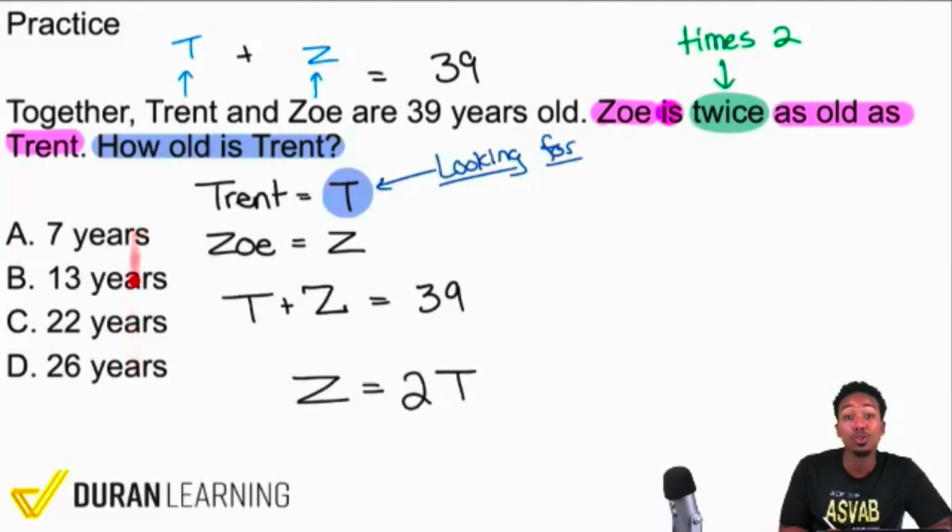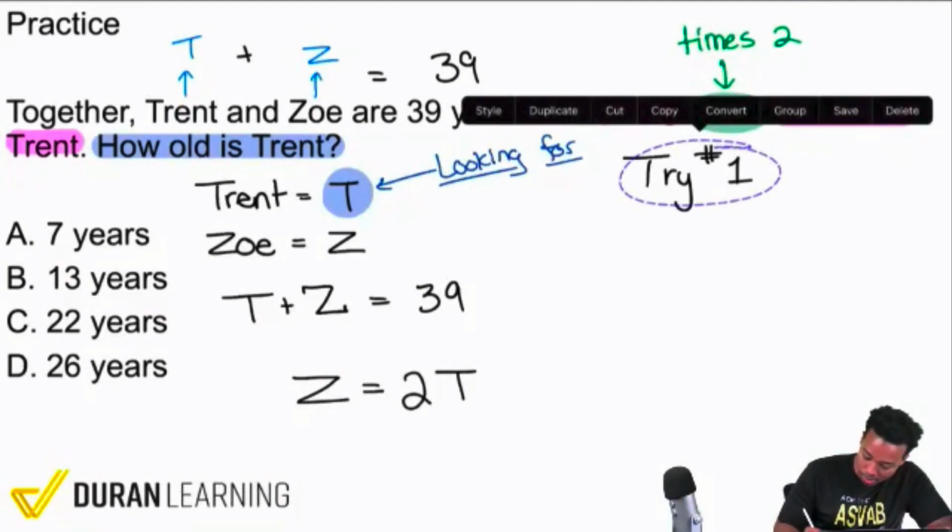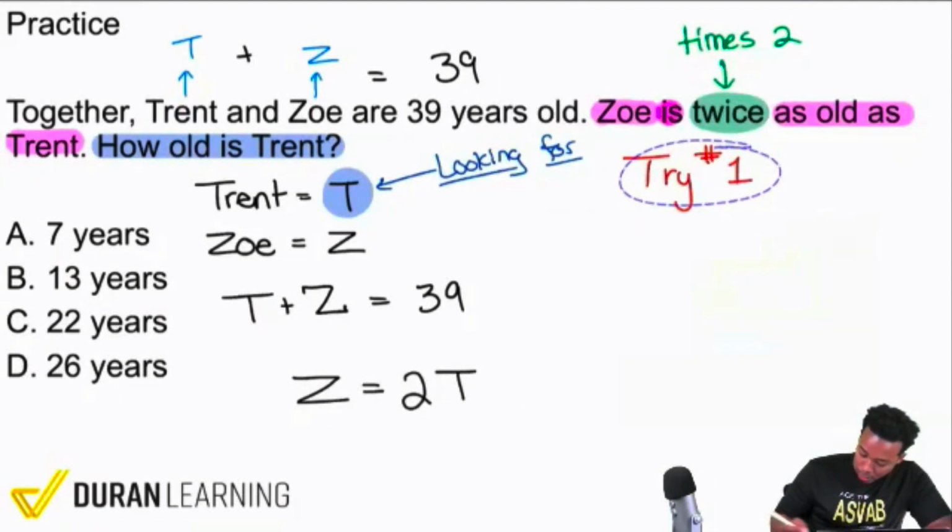Yeah, these represent Trent's age. This is why it's important to know the story. So what do we know about them? Whatever Trent's age is, double it to get Zoe. And if you add them together, you get 39. So let's quickly go through the answer choices and see which one works. Try number 1. This is like a trial and error kind of thing.